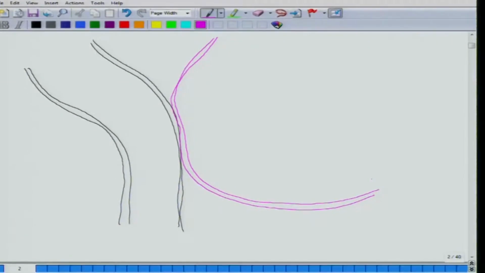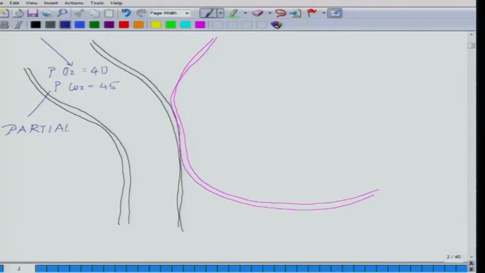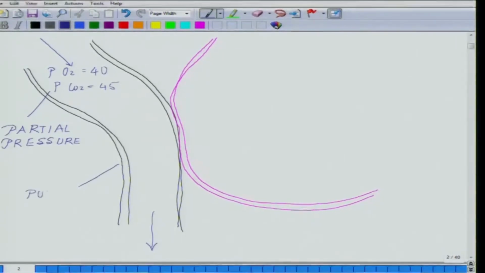What is happening here is the venous blood which is coming, whose partial oxygen pressure PO2 is around 40, whereas PCO2 is around 45. P is the partial pressure. These are the pulmonary capillaries.